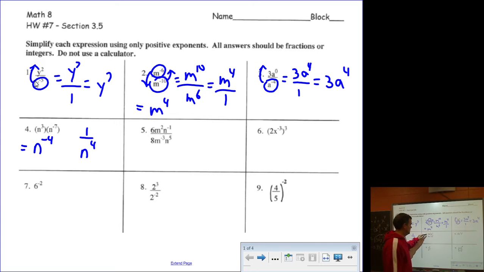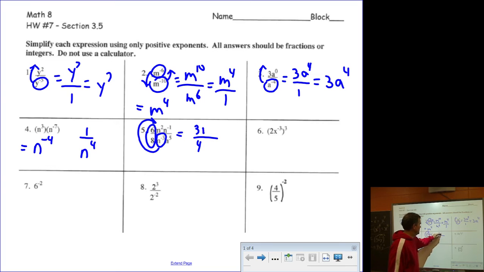The next one, I would start by simplifying the fraction, 6 over 8. 2 goes into both of those. That would be 3 over 4. With the m's, I notice that I have 3 m's on the bottom that need to go to the top. And they're going to join the 2 m's that are already up there, giving me a total of 5 m's on top.